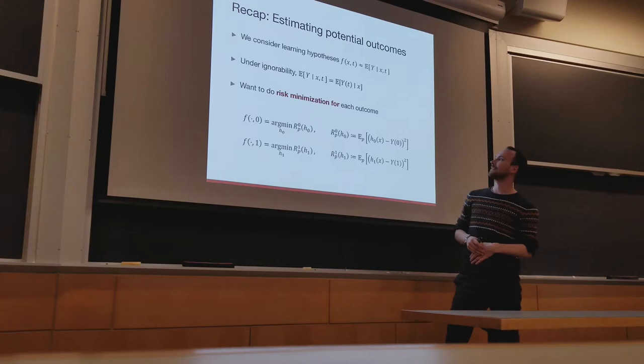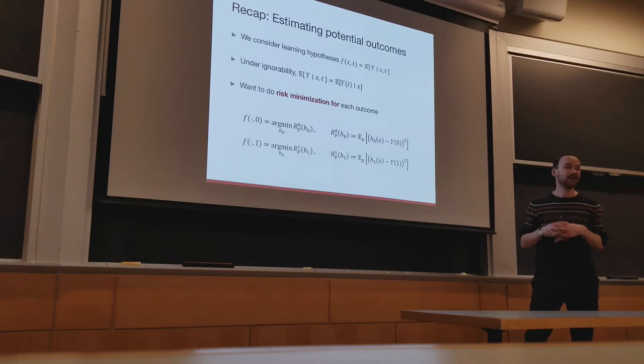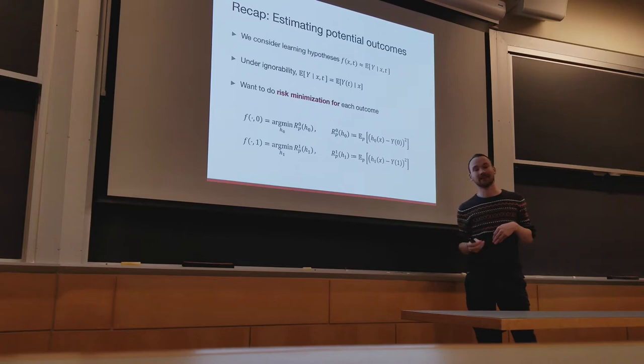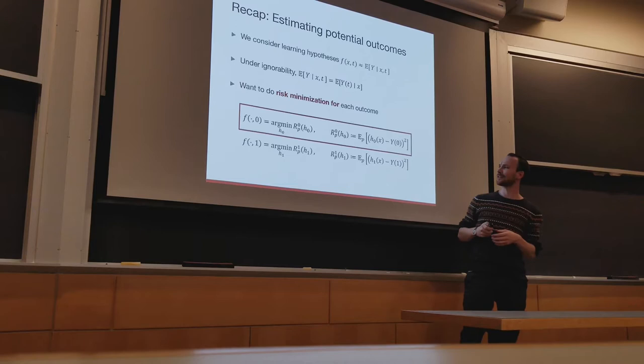But then we realized, okay, if we want to fit functions that capture these conditionals well, what we would do normally in machine learning is to try and minimize some risk. So we picked the squared loss as our loss function and said that the risk should be something like this for each of the potential outcomes. We argued briefly yesterday that if I get both of these two right, I also get the estimate of the conditional average treatment effect right. And so we can focus on just these. So today I will be focusing on just a single one of them, and then you can apply everything I say to the other one.